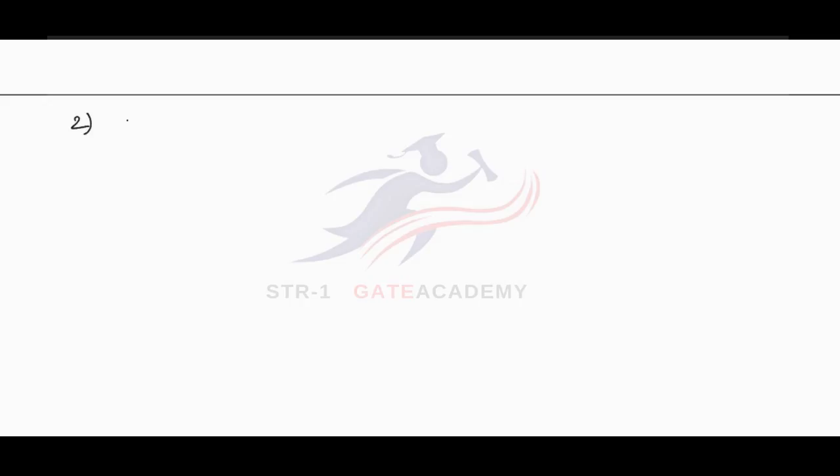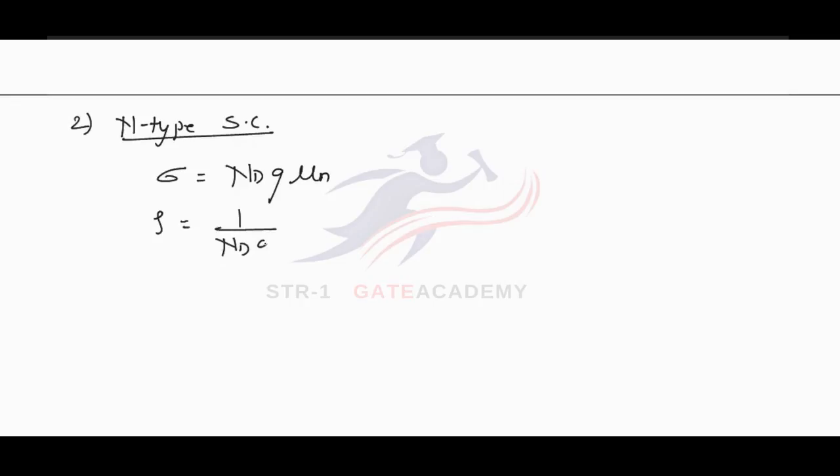Number 2, N-type semiconductor. For N-type semiconductor, conductivity is defined as sigma is equal to Nd into Q into mu n. If conductivity equal to Nd into Q into mu n, then the resistivity will be equal to 1 upon Nd into Q into mu n. For N-type semiconductor with increase in temperature, conductivity decreases, then resistivity increases. Means resistivity of N-type semiconductor has positive coefficient of temperature.